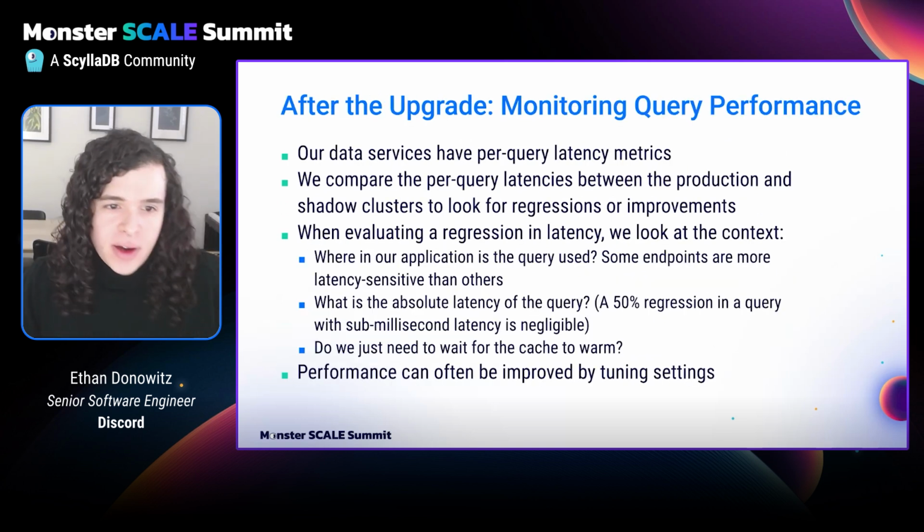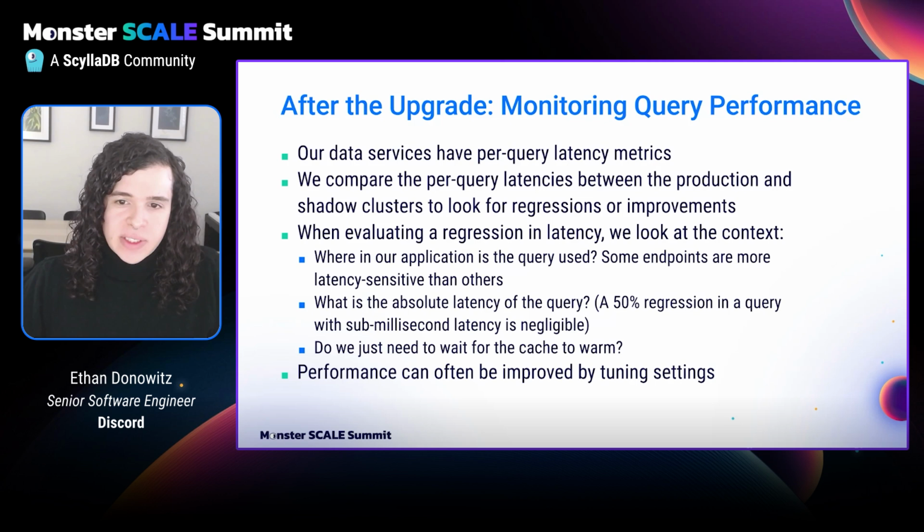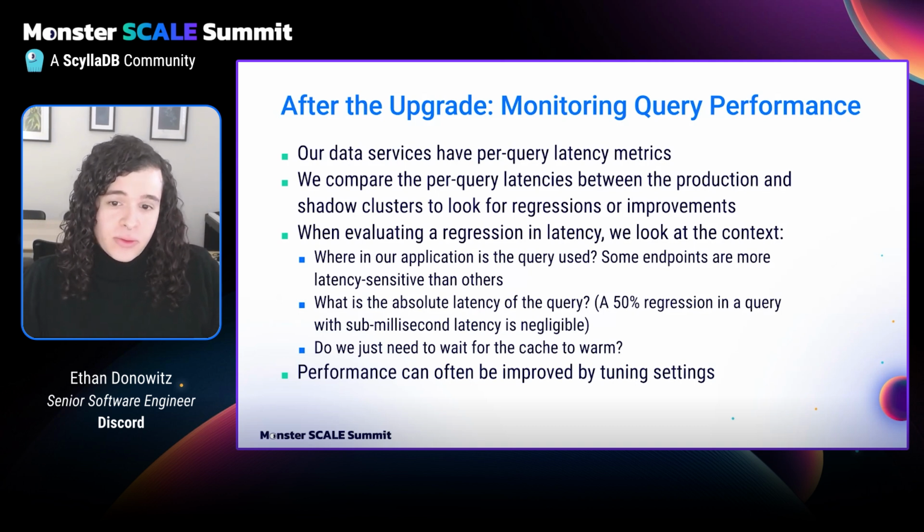So one of the things we monitor after the upgrade is finished is query latency, query performance. Our data services have per query latency metrics, which is very useful. We're able to compare the per query latencies between the production and shadow clusters to look for regressions or improvements. And we're actually able in Datadog to chart the percent change in latency between the shadow and production clusters per query. If we encounter a latency regression, which is pretty rare, we look at the context.